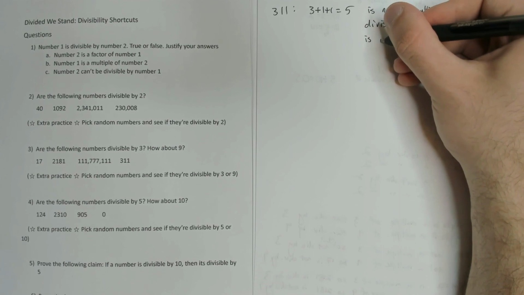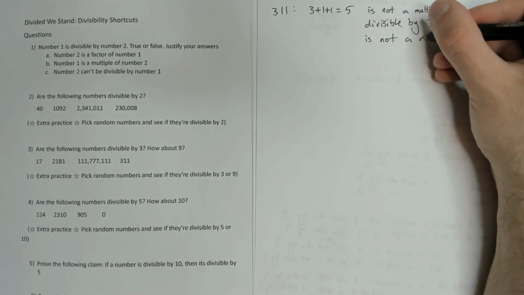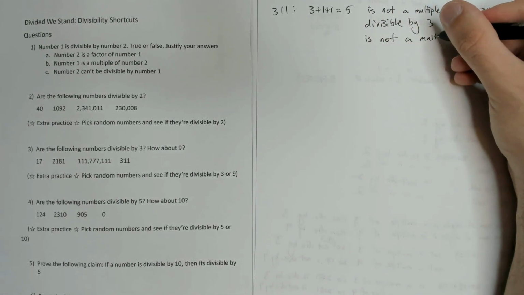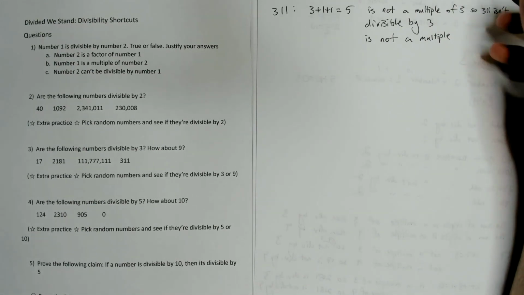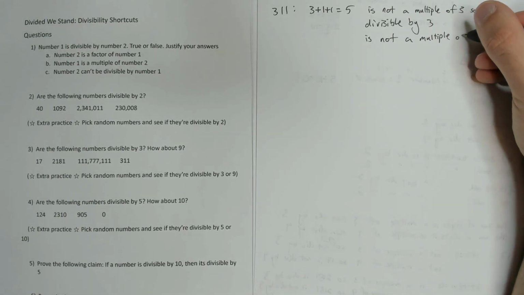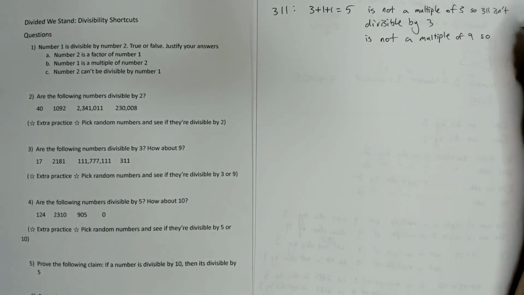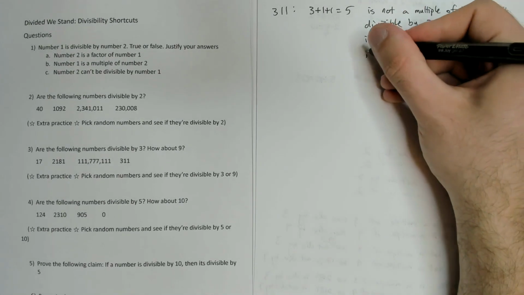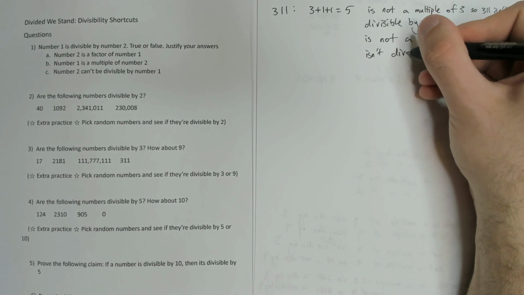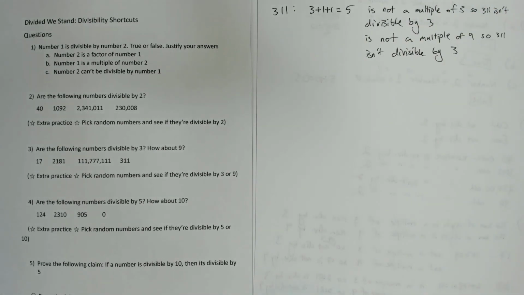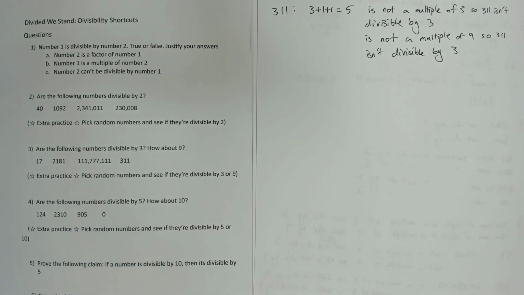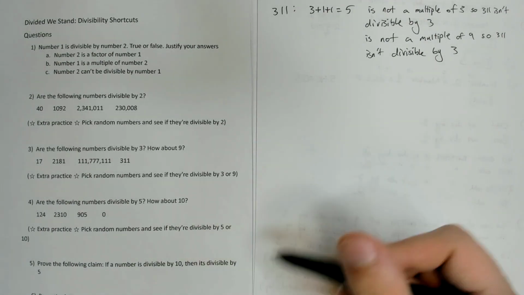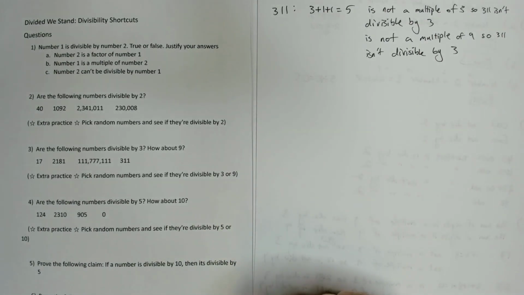And 5 is not a multiple of 9, right? 9 is bigger than 5, so we're not going to ever get that 9 times some whole number is 5. So it is not a multiple of 9. So that means 311 is also not divisible by 9. All right, great. So that was number 3. And just like with number 2, for extra practice, pick any random number you want and use these rules to test if it's divisible by 3 or 9.